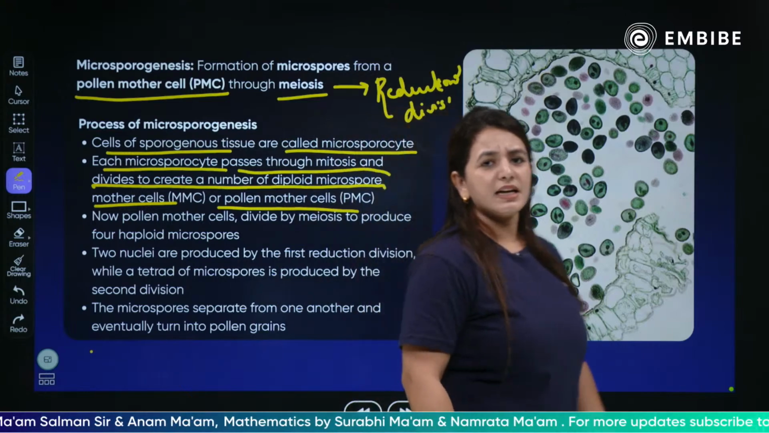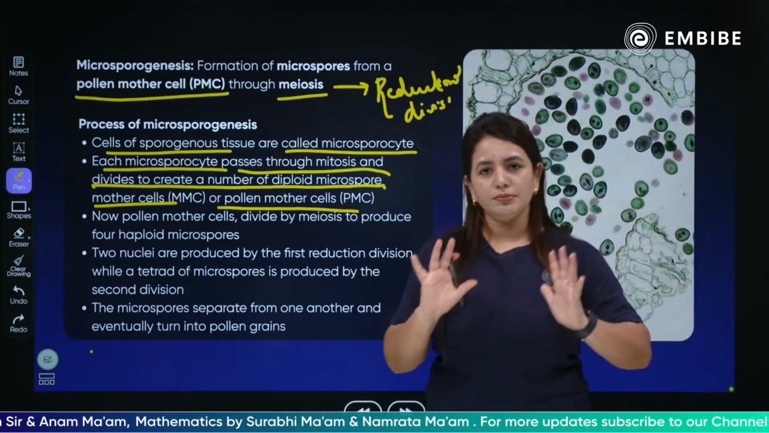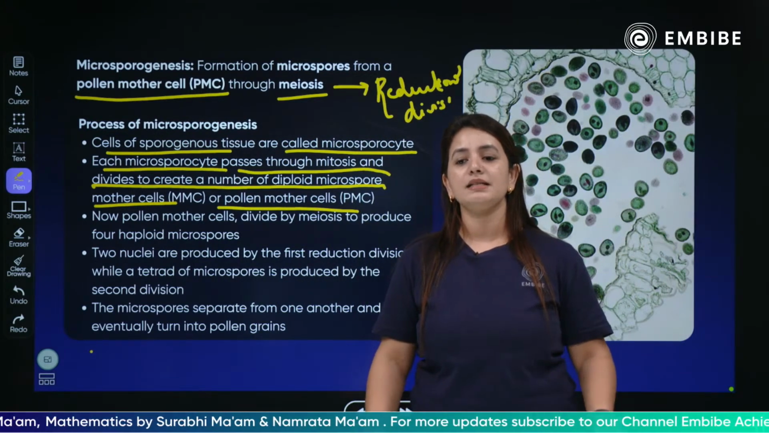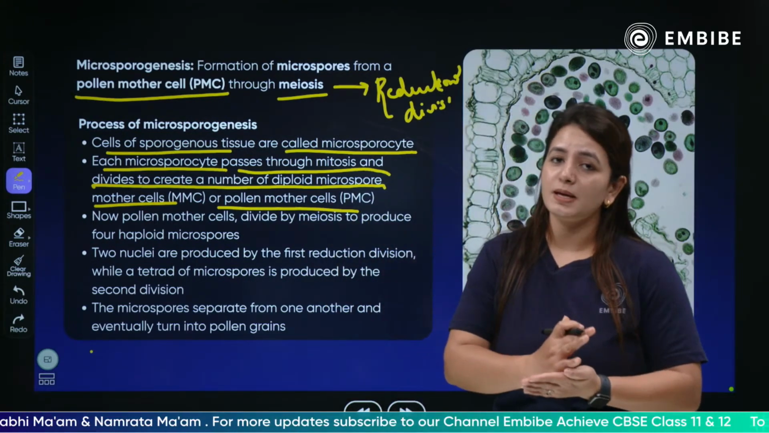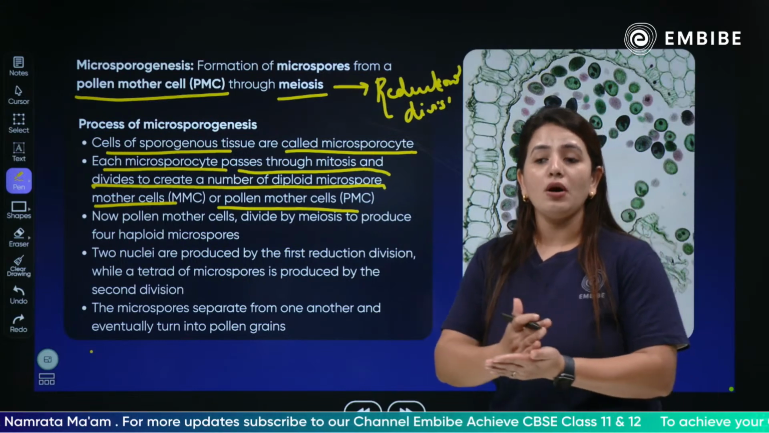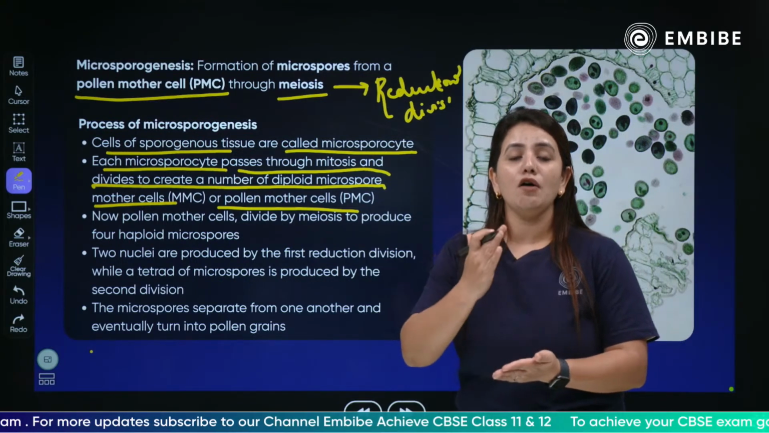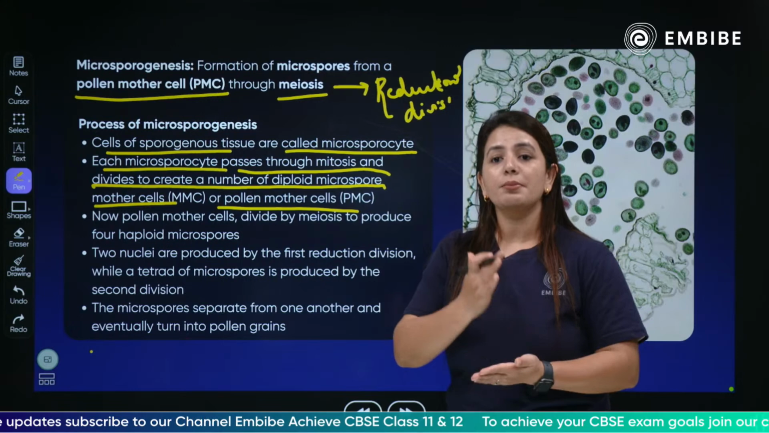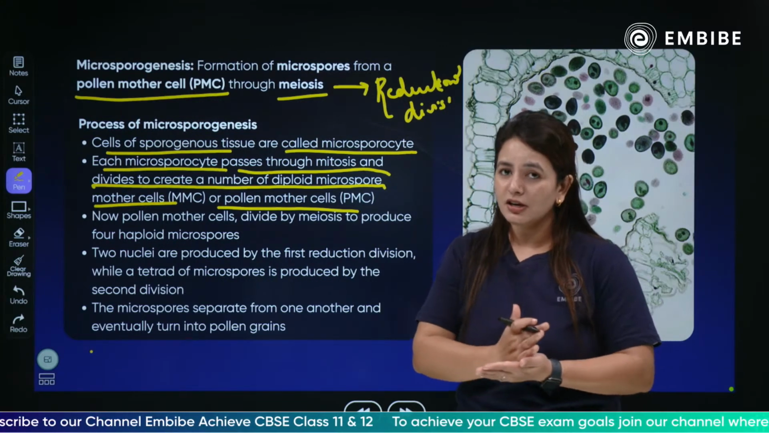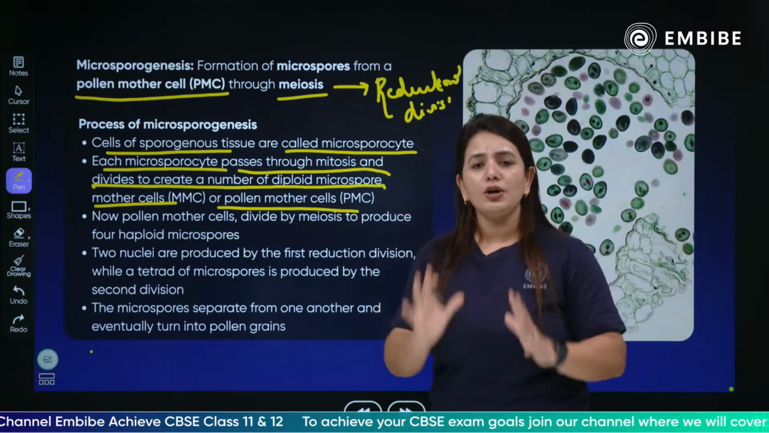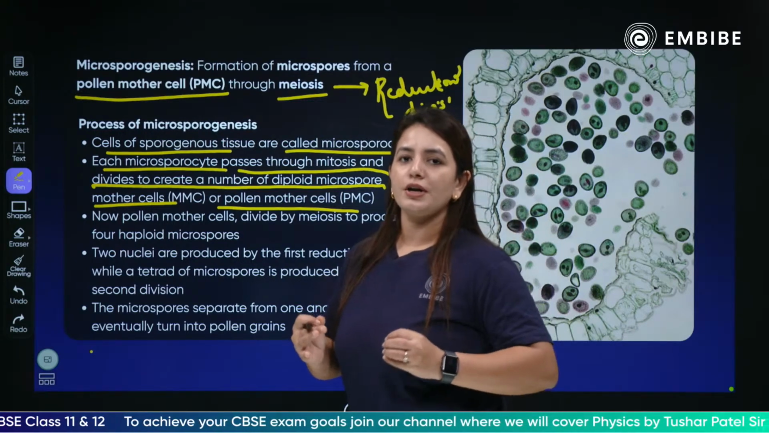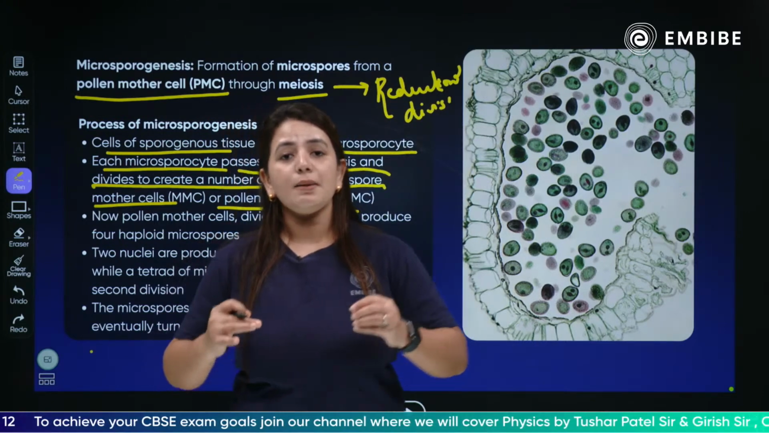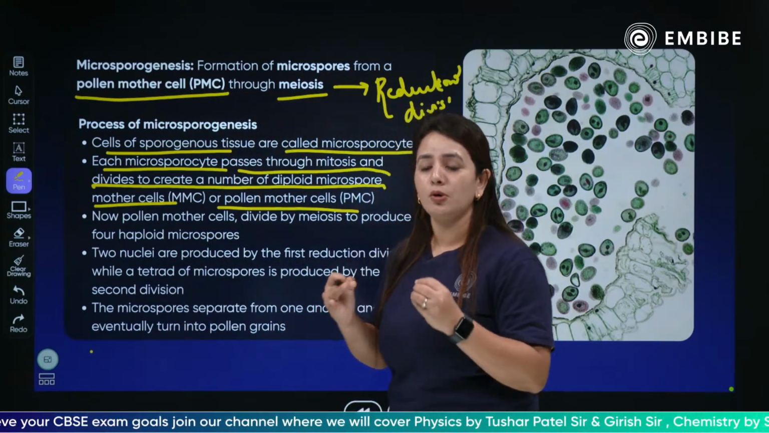Because the mother cell needs to maintain the ploidy, mitosis is taking place, and mitosis is an equational division. The ploidy is maintained, but we want the pollen grain to have half the chromosomes, because that will be a reductional division. So the mother cell is always going to be diploid, while the male gamete is going to be haploid.